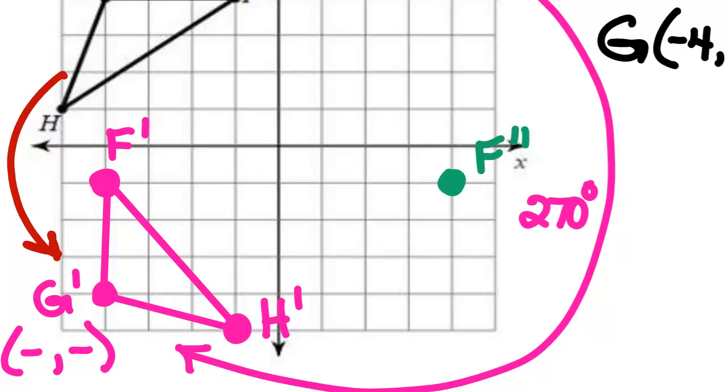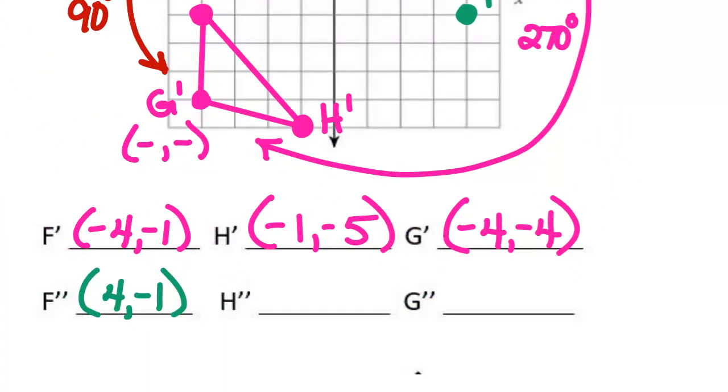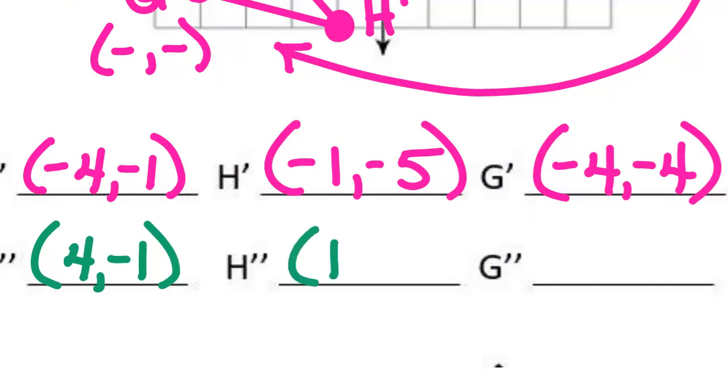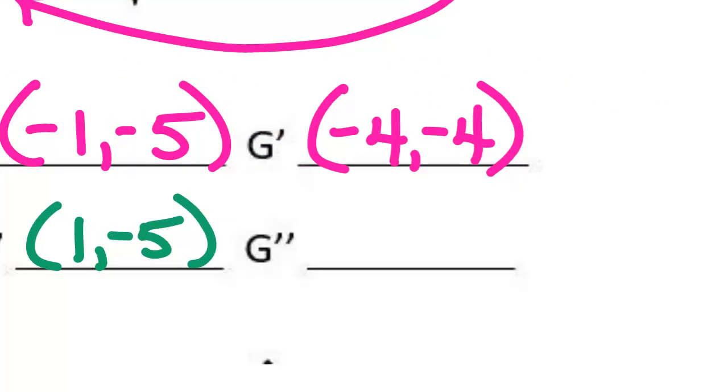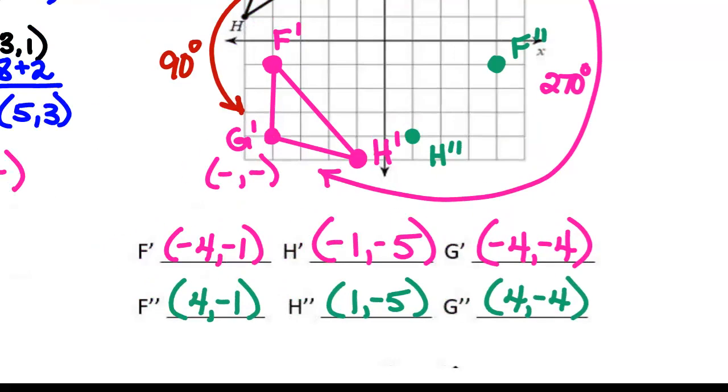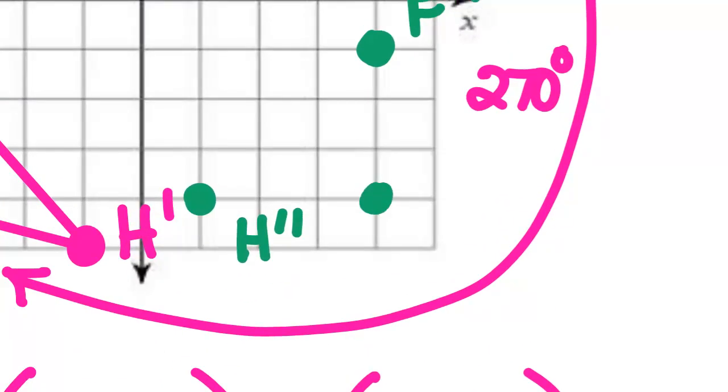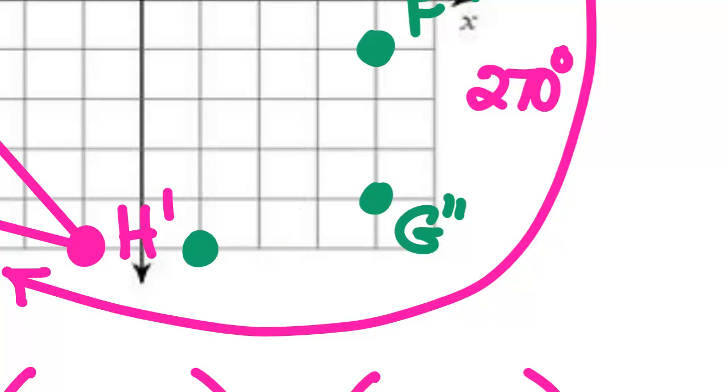What about my H double prime? Positive 1, negative 5. Right down here, there's H double prime. And G double prime: positive 4, negative 4. Right here. I put my H in the wrong spot. Sorry, guys. He needs to go down 1. There we go. H double prime is down here.